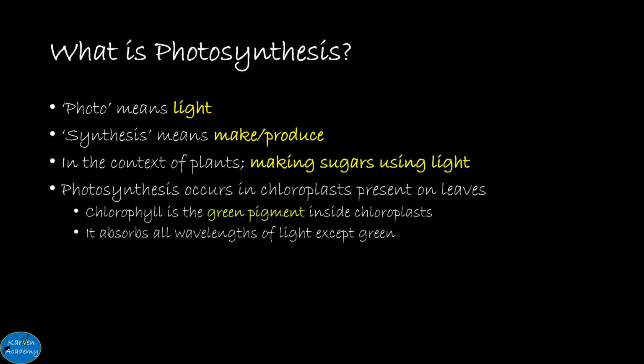We know that photosynthesis occurs in chloroplasts, which are present on leaves. Chlorophyll is a green pigment inside the chloroplast that absorbs wavelengths of light. They absorb all the wavelengths except green, because the green light is reflected, hence why we see the leaves as green.